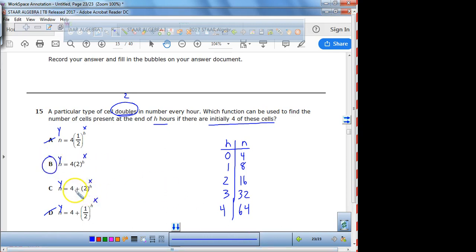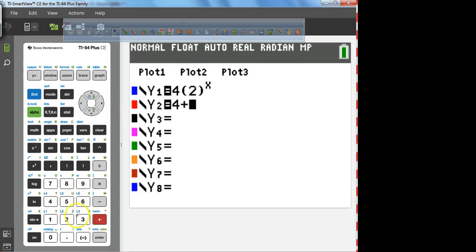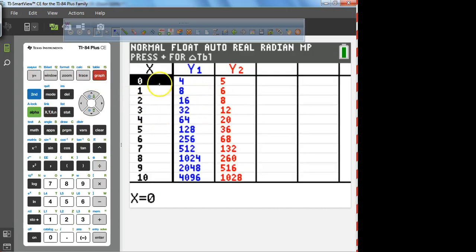Well, let's look at the incorrect answer. Let me show you how this answer is incorrect. So here we go. I'm going to go to y2. I'm going to use 4 plus 2 to the power of x. Let's check this one out. At 0 hours, where do we start? Wait a second. So it's already gone up, and we haven't even started the timer yet. Does that double right there? No, that doesn't double. Does that double right there? No. And does that double? No. What's the only one that's doubling?